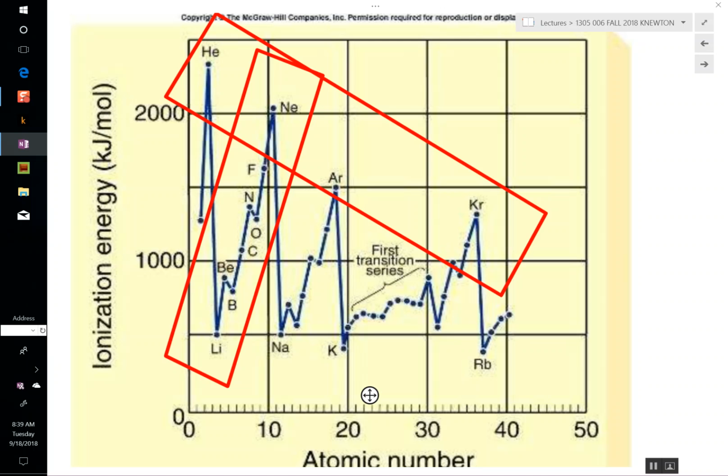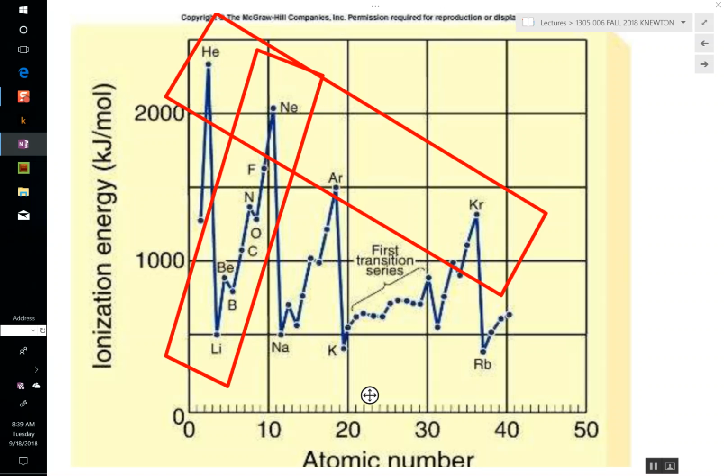All right, we said lithium is a metal. It tends to lose electrons and form positive ions. That's its tendency. It takes some energy to do that, but look, this is at 500 kilojoules. This is above 1,500. So it takes 3 times more energy to get an electron to come off of fluorine than it does to take an electron off of lithium.